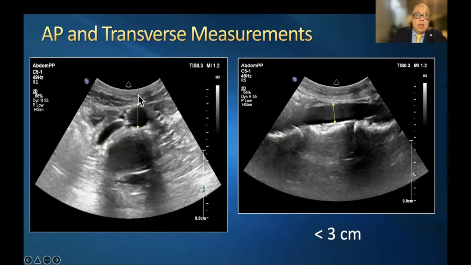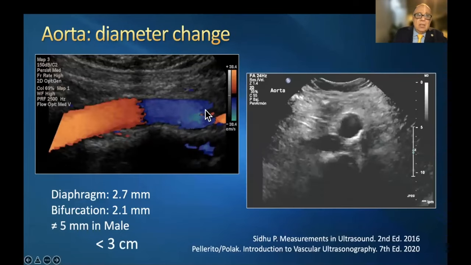The correct measurement is from adventitia to adventitia, external wall to external wall. Normally we do it in transversal, but it can also be done in longitudinal, always external to external. And quite important here, the measurement should be less than 3 centimeters. Less than 3 centimeters is normal. In fact, the aorta has different diameters depending on the level of the measurement. At the level of the diaphragm, we can have up to 2.7, but at the level of the bifurcation, the number is 2.1. And there is a difference of 5 millimeters between male and female patients. Males have bigger aortas, but always less than 3 centimeters.